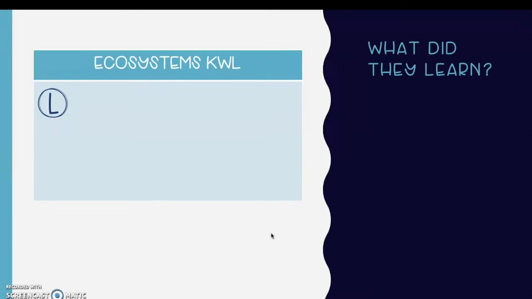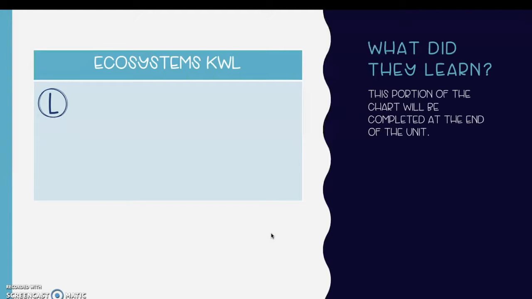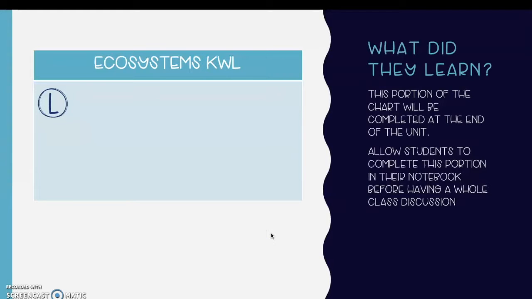So what did they learn? This portion of the chart is completed at the end of the unit. And like the other two, I give students time in their notebooks to fill this in before we talk, before we're putting things on my chart. And like the other two, if they can't fill this block in, red flag.